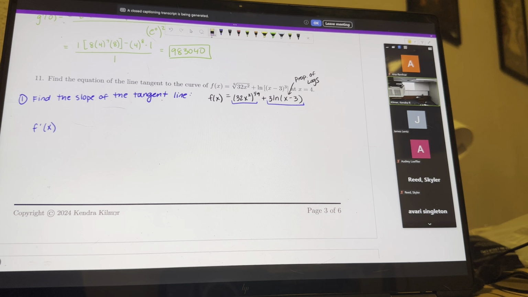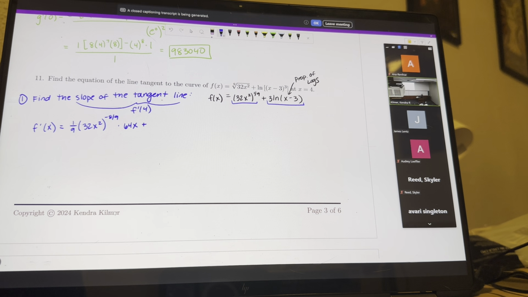So the slope of the tangent line is f prime of 4. Okay, so f prime of x, we find the derivative of each piece and leave the sign in between, but each piece we see is a composite function, right? So instead of having x to the 1/9 for that first function, we have 32x squared to the 1/9. And so that 1/9 comes down in front, the 32x squared remains as is. We subtract 1 from the power, 1/9 minus 1 gives us negative 8/9. And then we multiply by the derivative of the inside. The derivative of 32x squared is 64x.